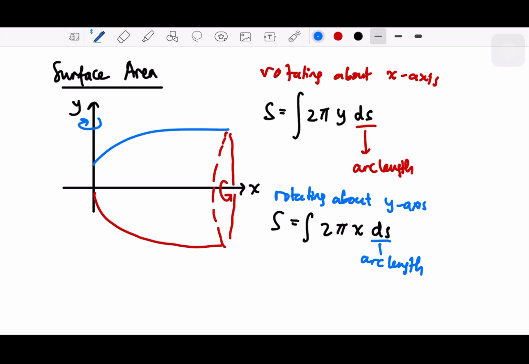Now we are going to change this into the parametric one. So we just input the ds as in the parametric. We change this ds with the parametric arc length, and that's it.